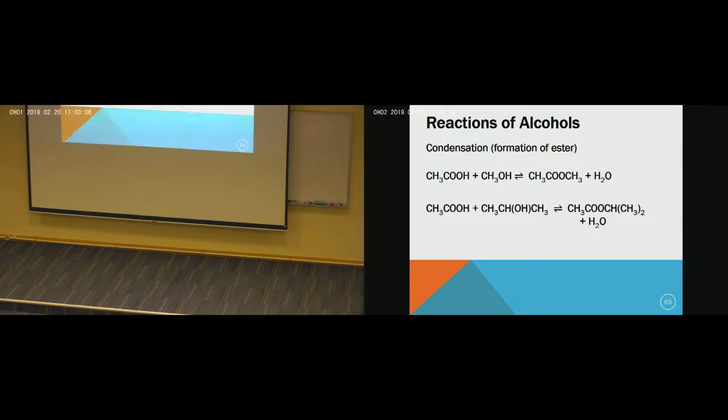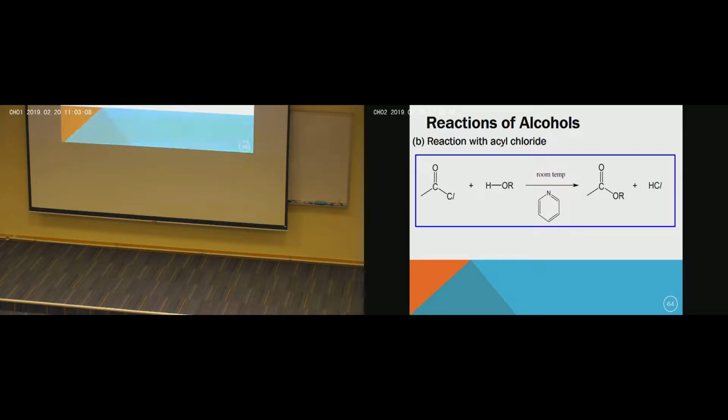Okay, reaction with acyl chloride. Okay, this reaction, again, you will generate something called an ester, C double bond O and O, okay? Now look at the pattern.